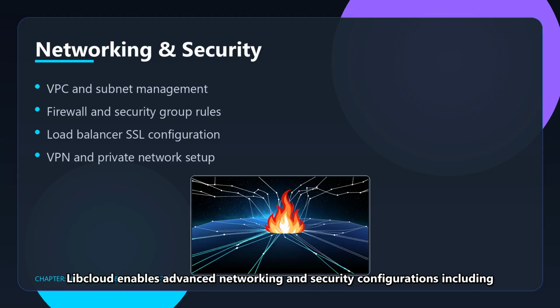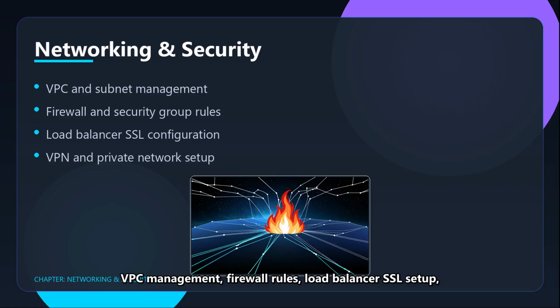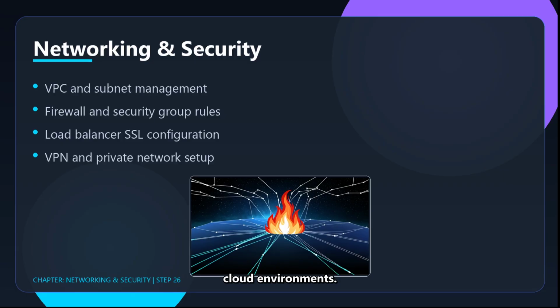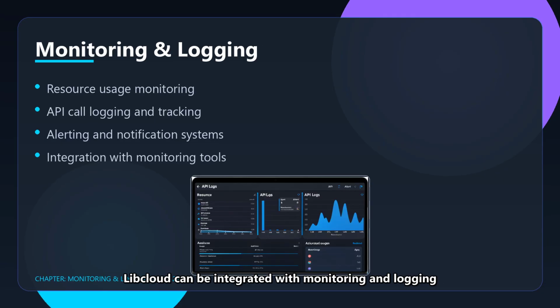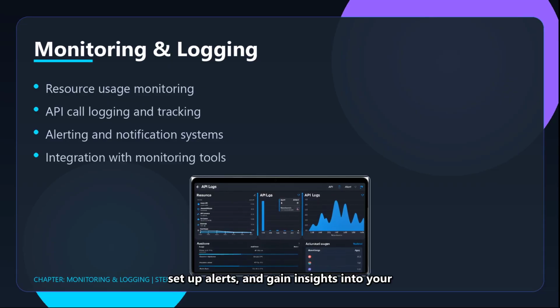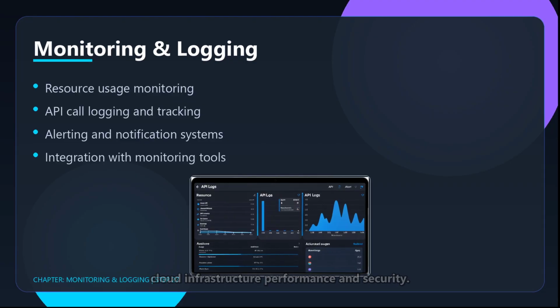Libcloud enables advanced networking and security configurations including VPC management, firewall rules, load balancer SSL setup, and private network configurations like VPNs for secure cloud environments. Libcloud can be integrated with monitoring and logging systems to track resource usage, log API calls, set up alerts, and gain insights into your cloud infrastructure performance and security.